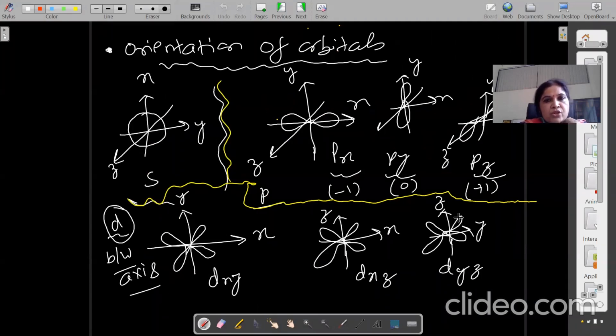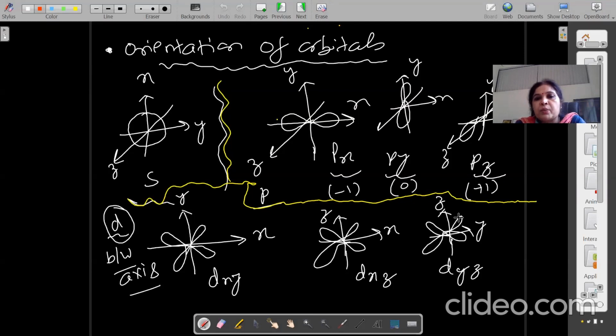What is the meaning of orientation of orbitals? It means the orbitals are oriented in a direction like the Cartesian coordinates x, y, z. So s is symmetrical, spherically symmetrical. So s has only one type of orientation, whether in the x-axis or y-axis or z-axis. So s has only one orbital. This is the reason that if l is 0, m is also 0, and 0 means s has one orbital.